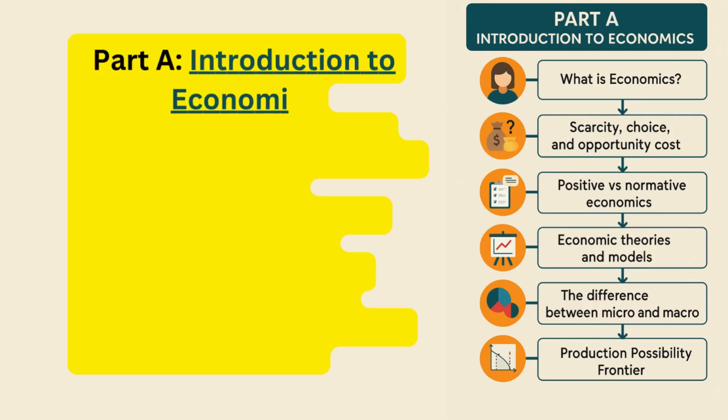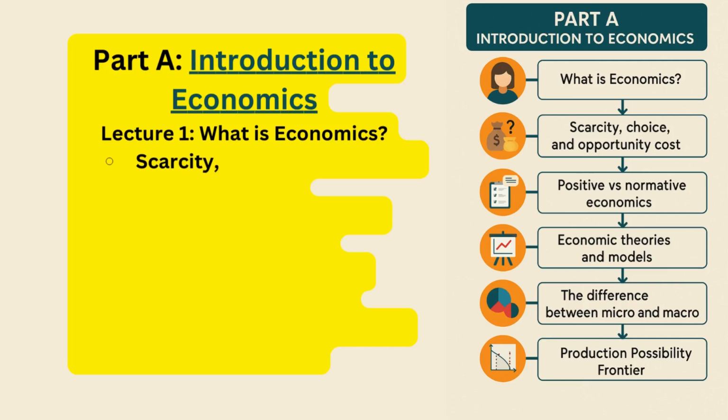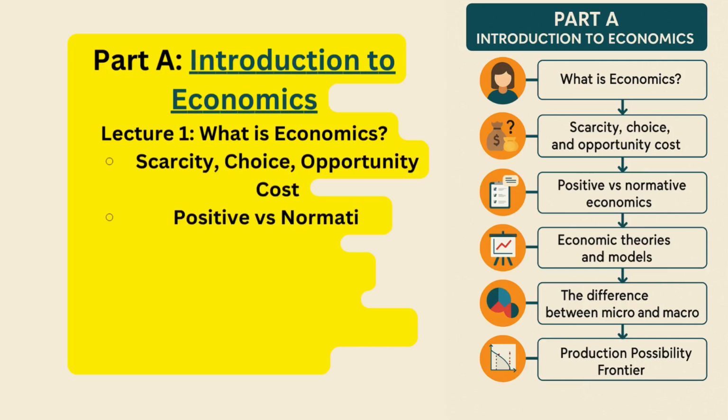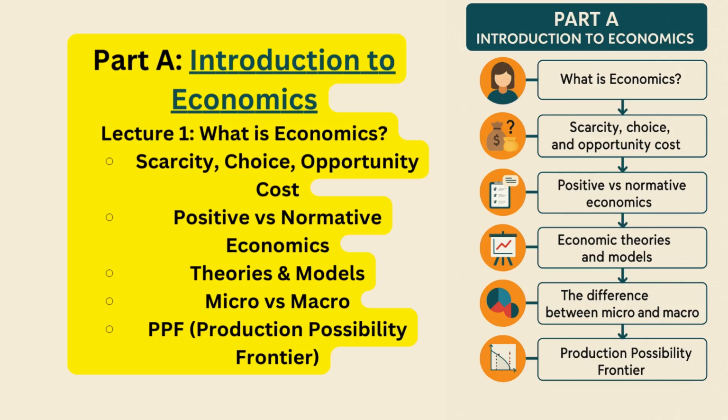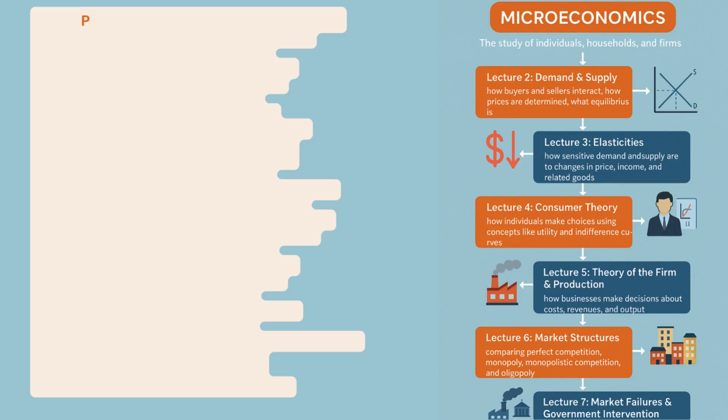So dear students, in our first lecture, which we just completed, we introduced the big ideas like what is economics, scarcity, choice and opportunity cost, then positive versus normative economics, economic theories and models, the difference between micro and macro, and we ended with the production possibility frontier. So this was the foundation. It gave you the mindset of how economists think.